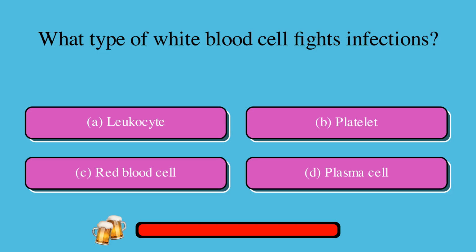What type of white blood cell fights infections? A. Leukocyte, B. Platelet, C. Red blood cell, or D. Plasma cell? The correct answer is A. Leukocyte.